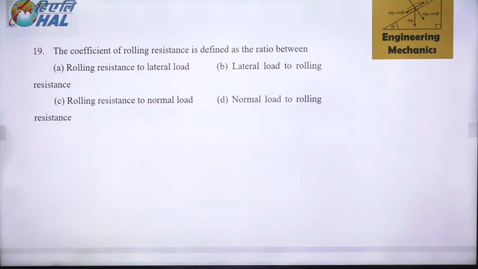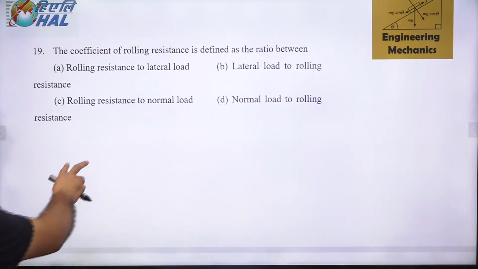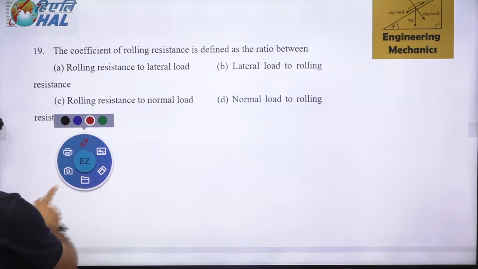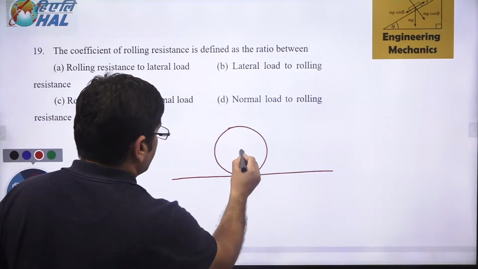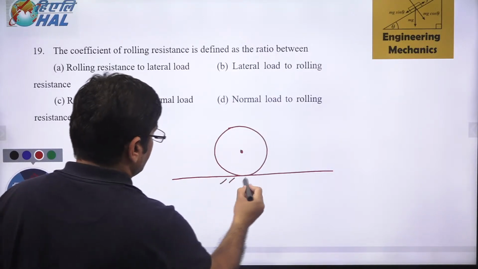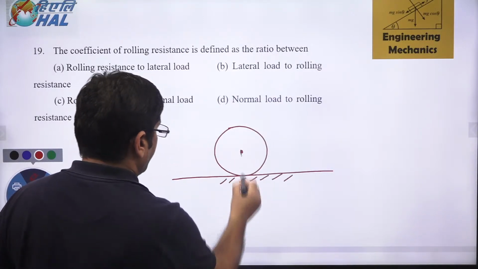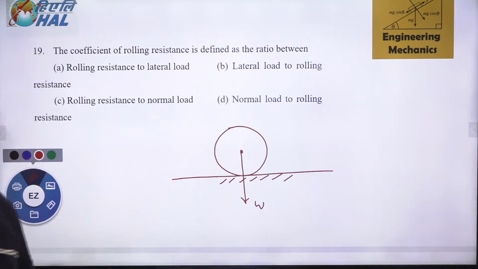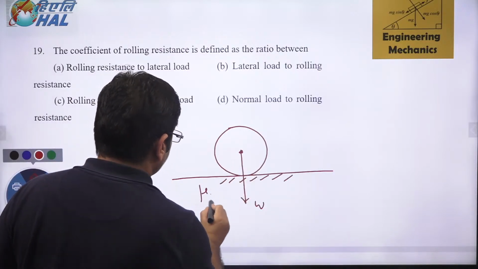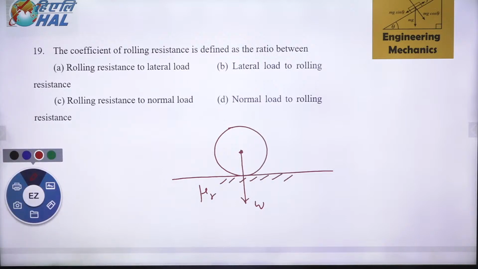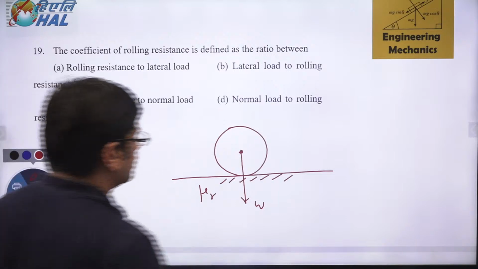Coefficient of rolling resistance, what is the answer for this? Coefficient of rolling resistance, ABCD. Now let me tell you how you calculate the rolling friction. See the concept here. Let us say he has given you the weight of the roller as W. Now let us say he has given you the coefficient of rolling friction as mu R.